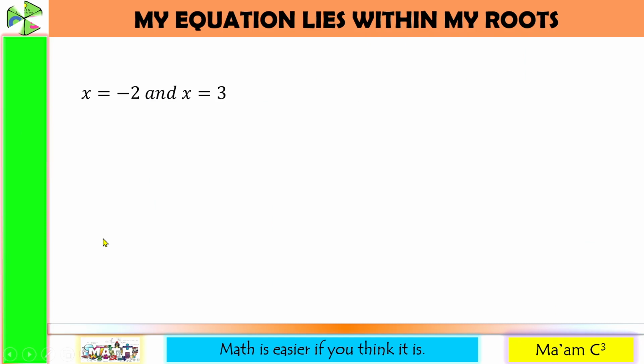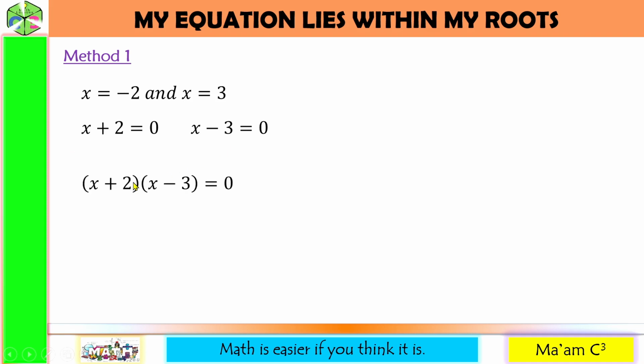My equation lies within my roots. I will teach you the first method on how to determine the equation given the roots. First, I'm going to transpose negative 2 on this side and equate this to 0. I'm going to do the same thing here, moving this on this side and equating to 0. These now are my factors, quantity x plus 2 times x minus 3.